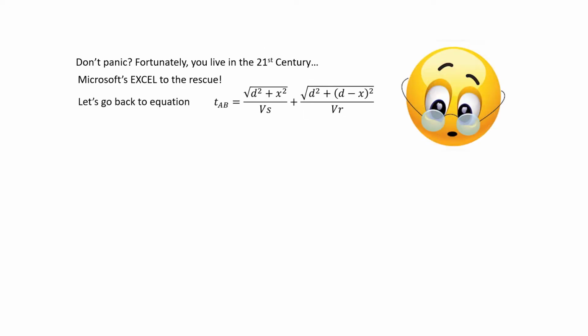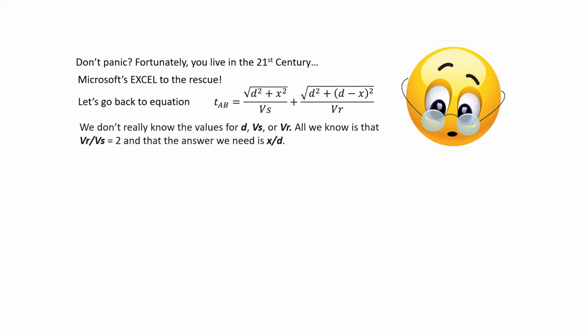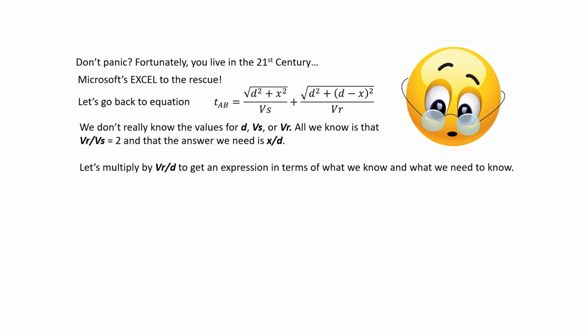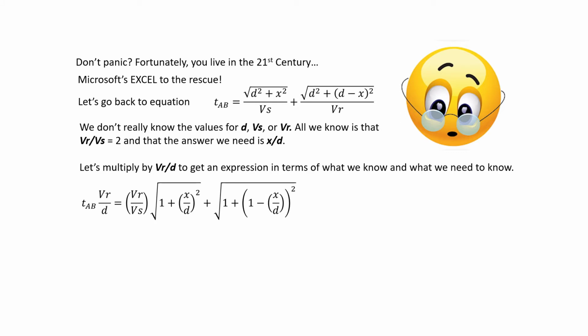Let's go back to your equation for the time from A to B. We don't really know the values for d, Vs, or Vr. All we know is that Vr over Vs is 2, and that the answer we need is x over d. So let's multiply by Vr over d to get the expression in terms of what we know and what we need to know. There.